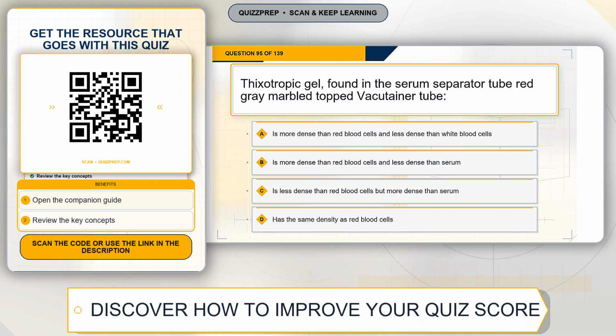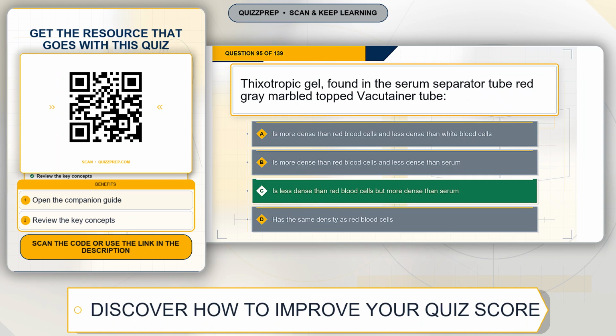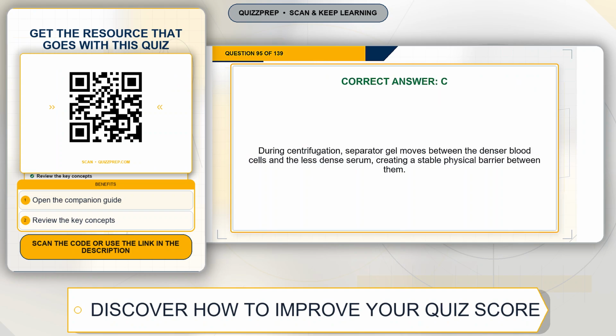Question 95. Thixotropic gel, found in the serum separator tube red-gray marbled-topped vacutainer tube. Option A, is more dense than red blood cells and less dense than white blood cells. Option B, is more dense than red blood cells and less dense than serum. Option C, is less dense than red blood cells but more dense than serum. Option D, has the same density as red blood cells. The correct answer is option C, is less dense than red blood cells but more dense than serum. Explanation. During centrifugation, separator gel moves between the denser blood cells and the less dense serum, creating a stable physical barrier between them.